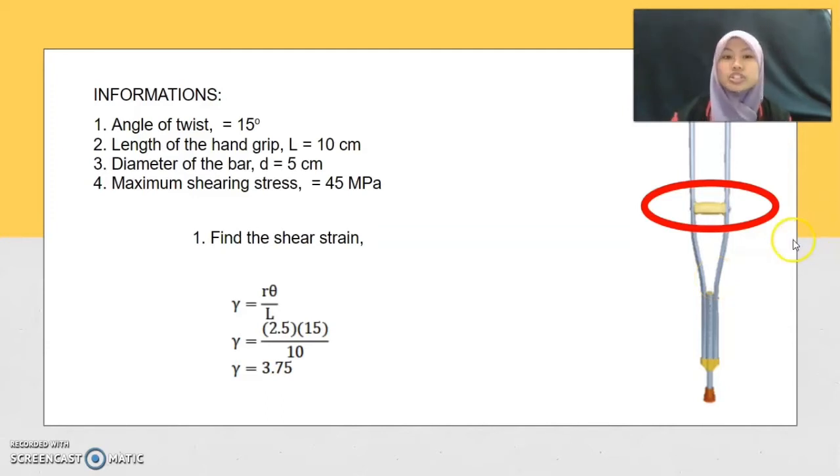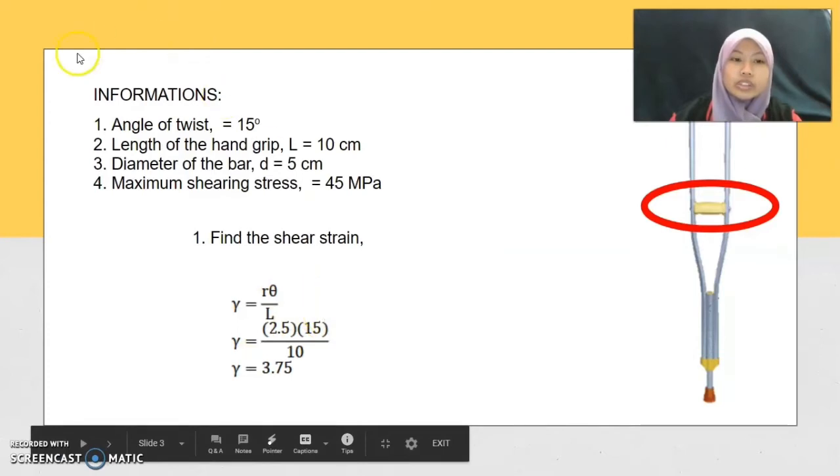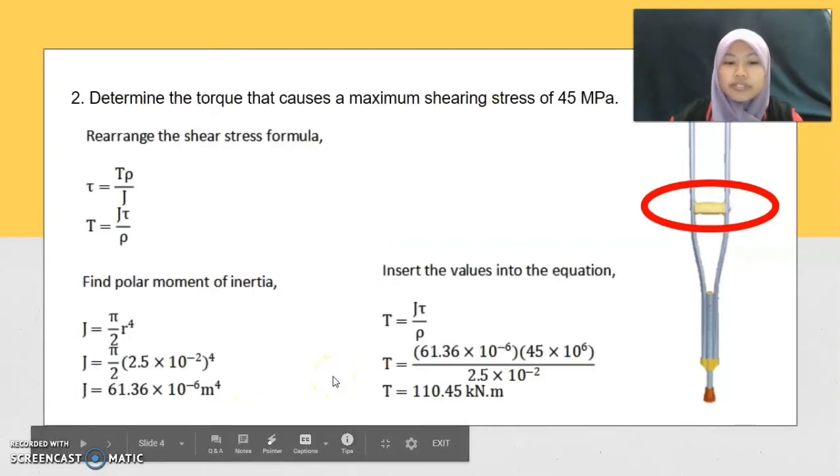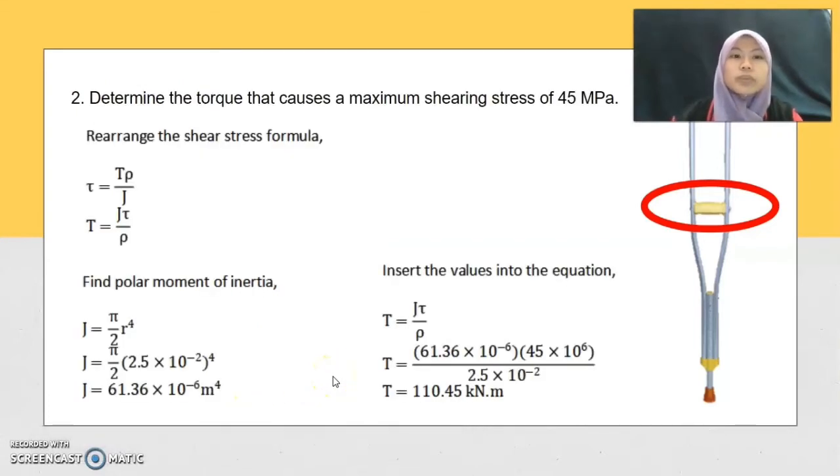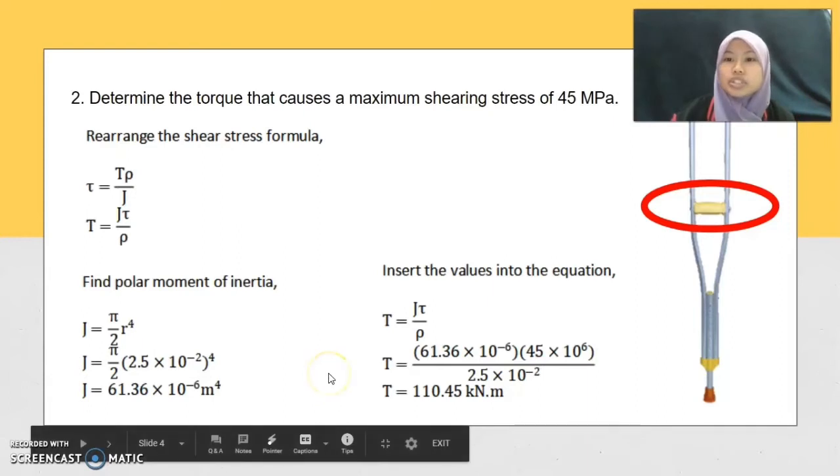And the maximum shearing stress is 45 megapascal. Okay, first objective, we want to find the shear strength. Here is the formula. We just need to insert the values from the information, and we got the shear strength to be 3.75. Second one is to determine the torque that causes a maximum shearing stress of 45 megapascals.